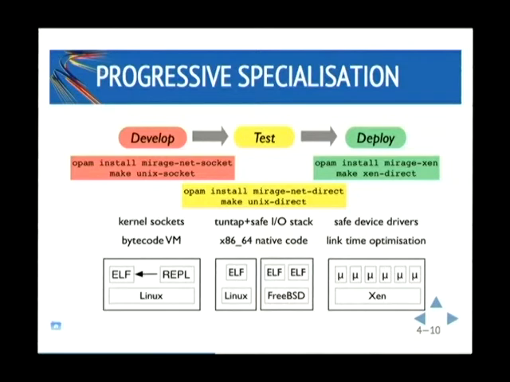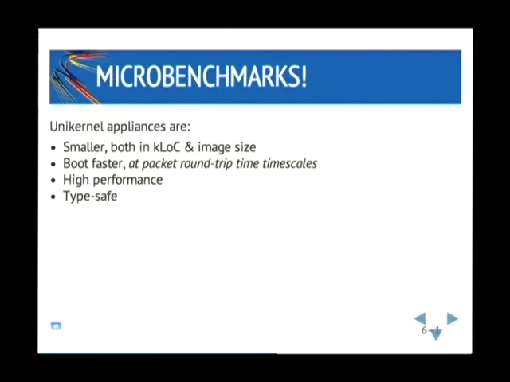And then when I get to my final deployment, I want everything to be fully type safe, fully optimized and deployed and only work in Xen. So as our code matures, we can pick and choose modules and discard functionality as we get closer to production in such a way that we just want to specialize it more and more and more for the task at hand. So is all of this actually worthwhile? Let me just show you a few micro benchmarks to give you an idea of if when you put a full system together, if you actually get any real benefits from this.